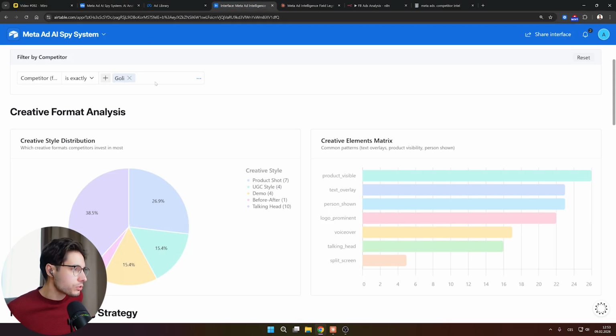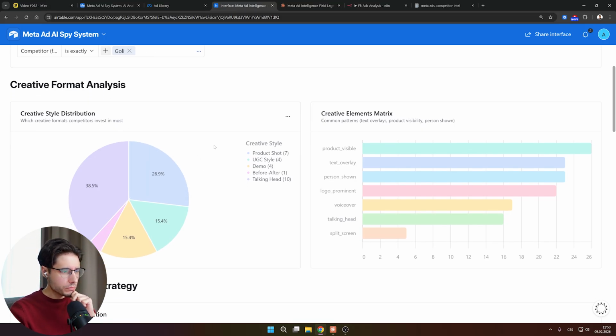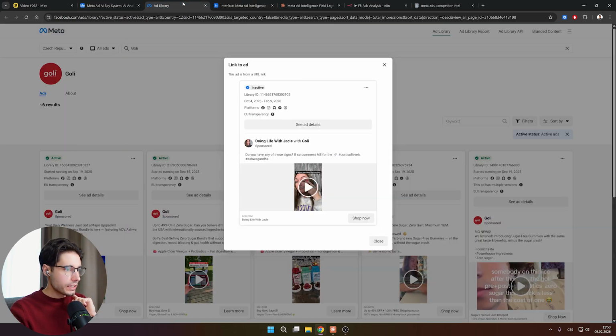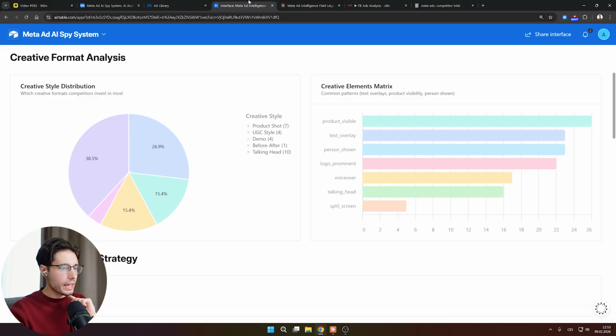That's useful, but I want to see it on a high level, and that's why I showed you the actual database. So once I go into the database and open this for competitor Golly, I can see the creative style distribution, right? So I can see most of their creative styles are product shots, some UGC styles, some demos, but a lot of them are actually talking heads, right? That's important to understand.